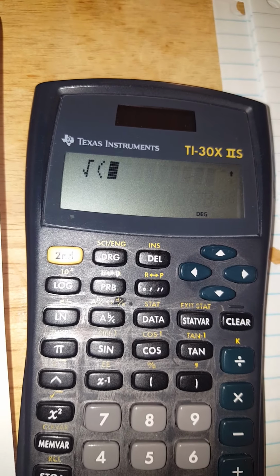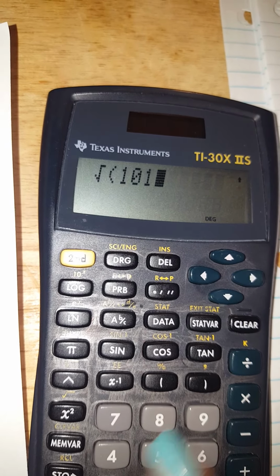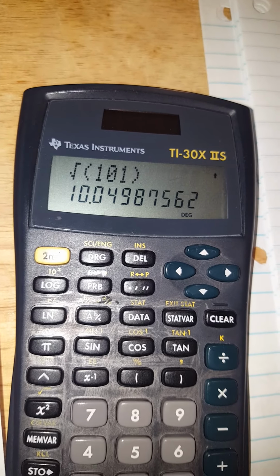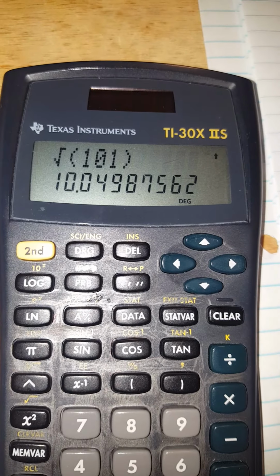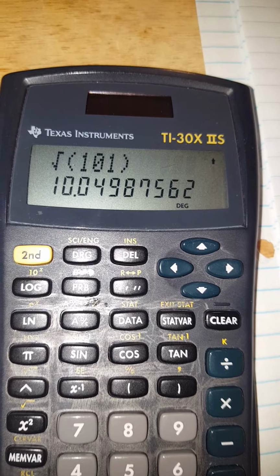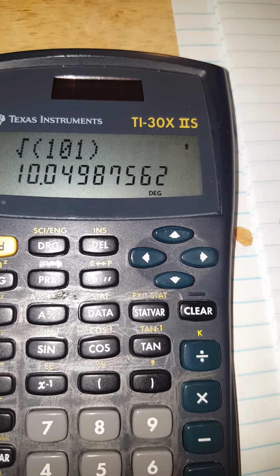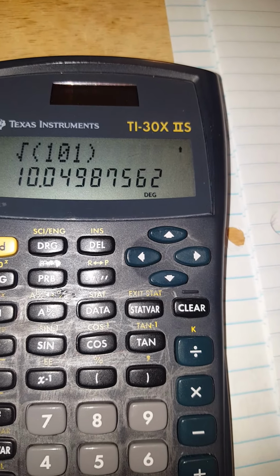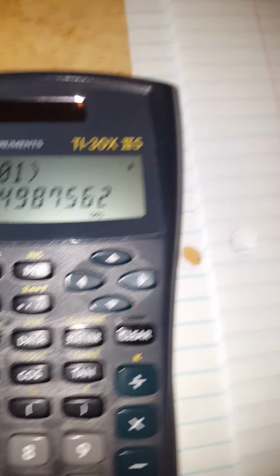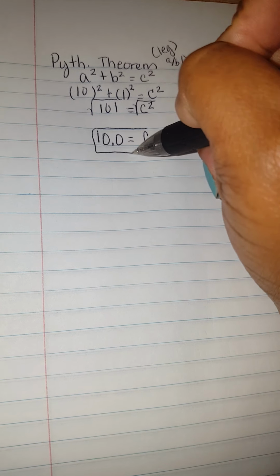So in my calculator, I'm taking the square root of 101, and that gives me a number that I'm going to round. So this is an approximation of 10 units. Okay, so that's number 1.